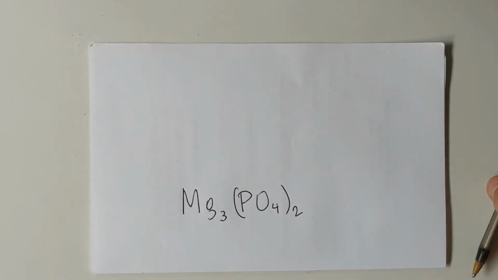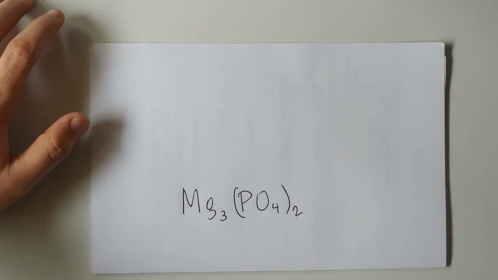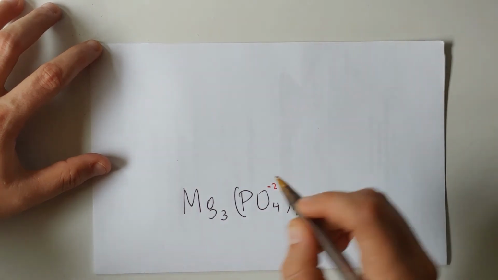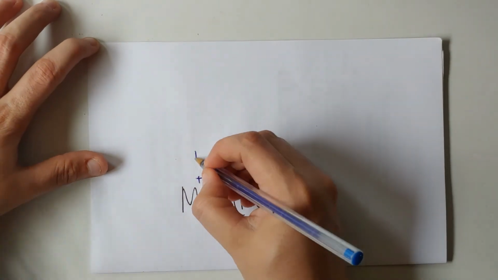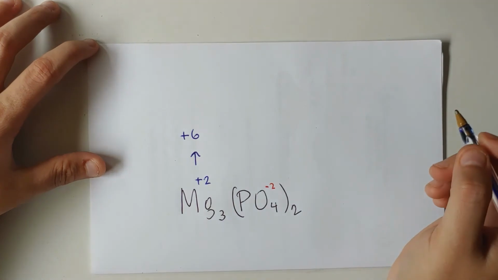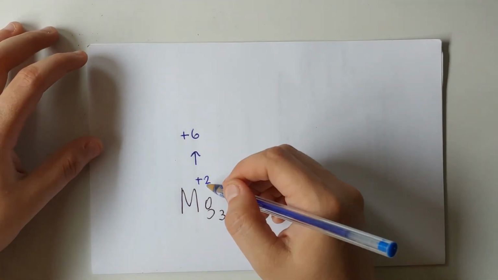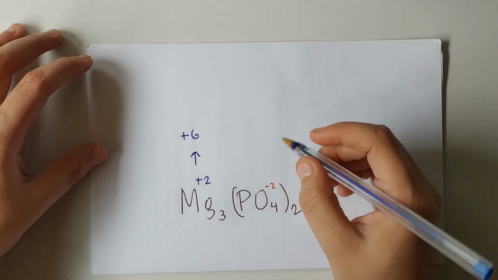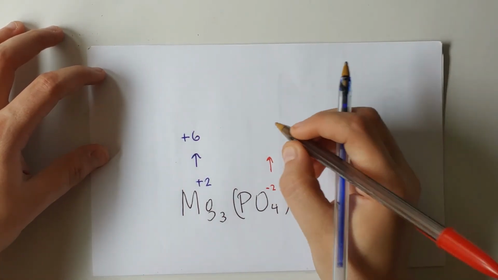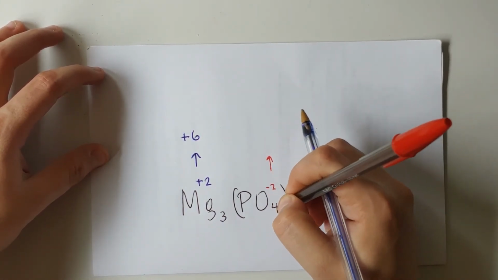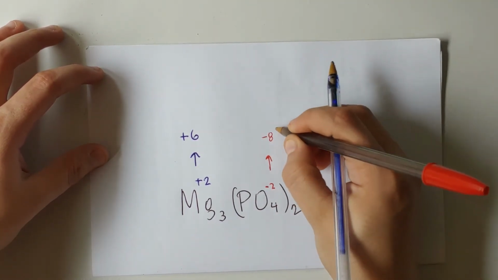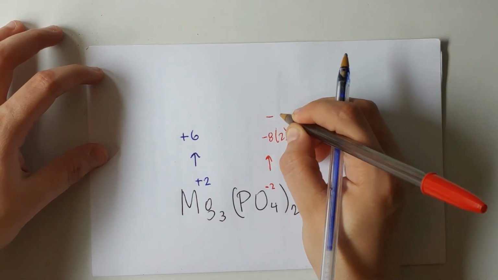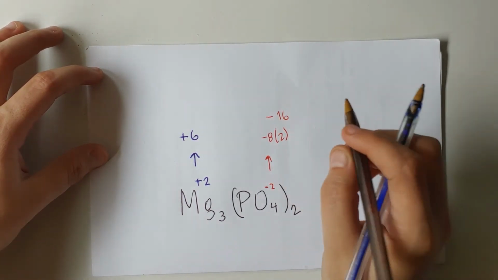Okay, now this exercise is interesting. We apply the rule for oxygen, which is -2. We apply the rule for magnesium, that is +2. And this will give you +6, since 2 and 3 makes +6. And here, the oxygen will be -2 times 4, that makes -8, and it's multiplied times the 2 outside the parentheses. This is -16.